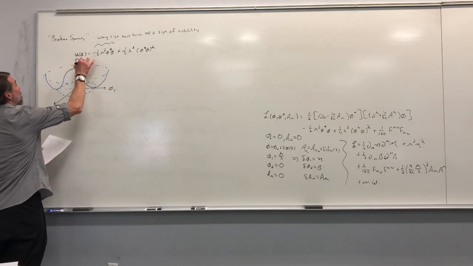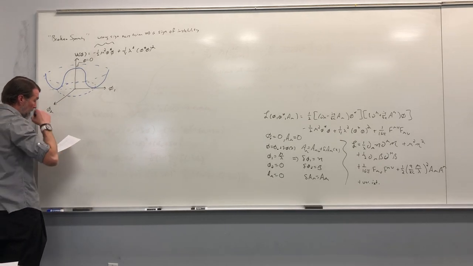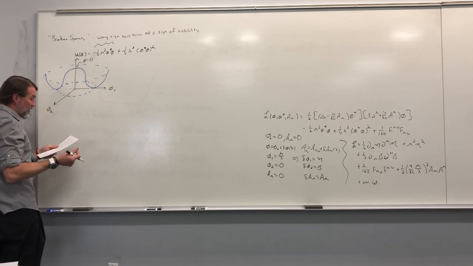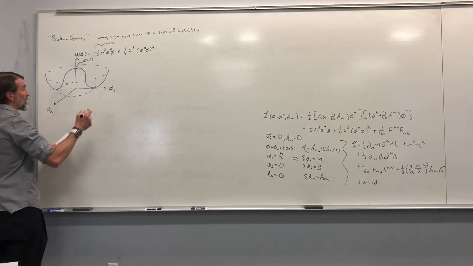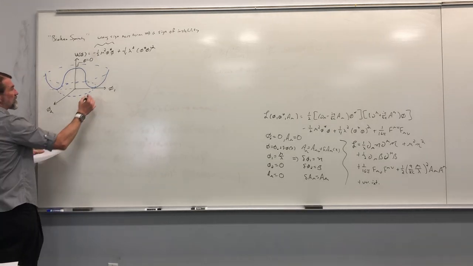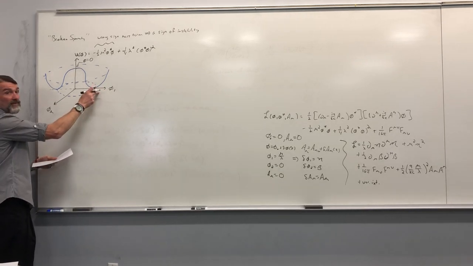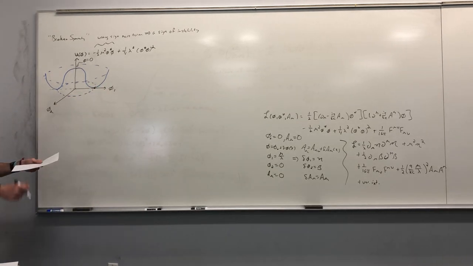So this is obviously the phi equals zero solution. If we want to explore, let's explore the solution that I did down there, phi 1 equals mu over lambda. So that's actually this solution right here, where phi 2 is 0 and phi 1 takes a value which minimizes this thing.